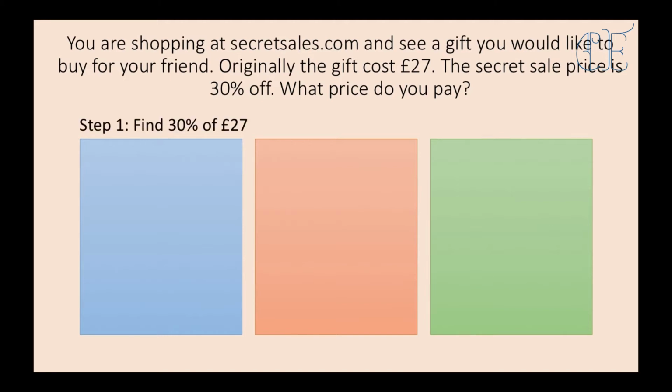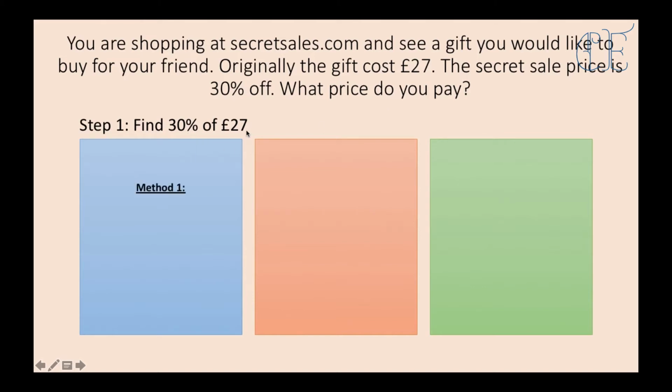So the first thing we've got to do is find 30% of 27. All you've got to worry about is the 27 and 30% off. The rest of the question, ignore. Don't panic that there's so much writing, because you will get questions like this. Just make sure you remember the question is what price do you pay for the gift. So let's find 30% of 27.